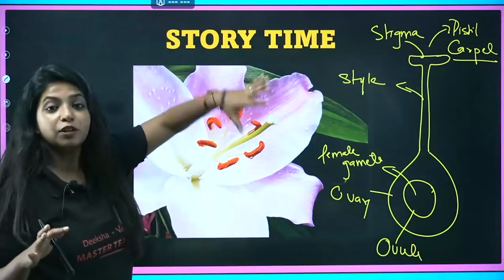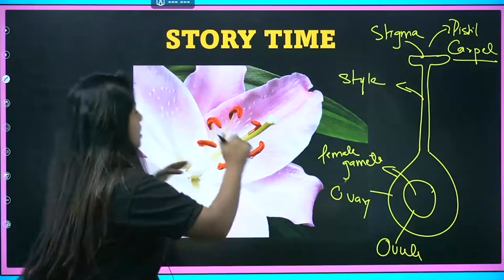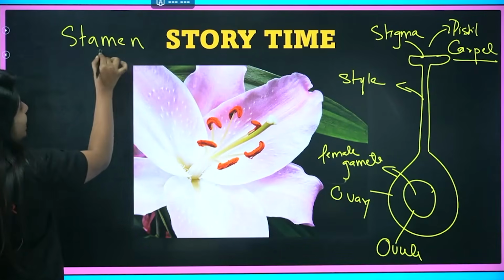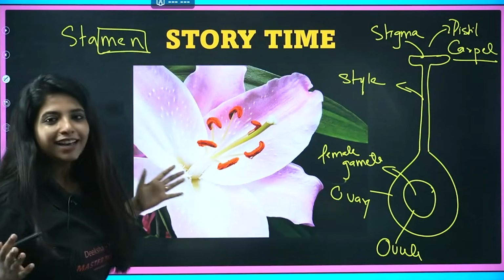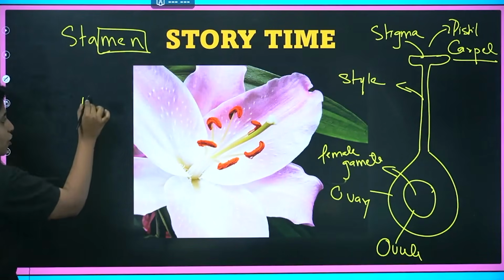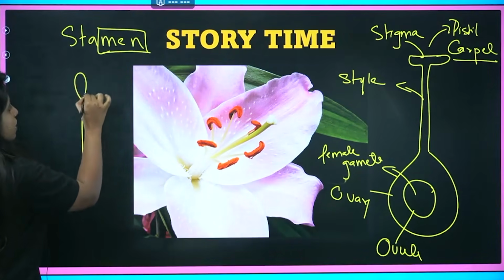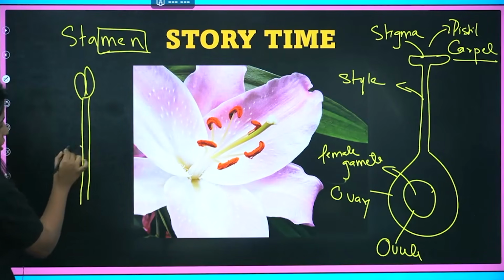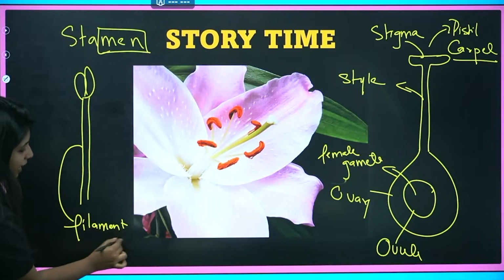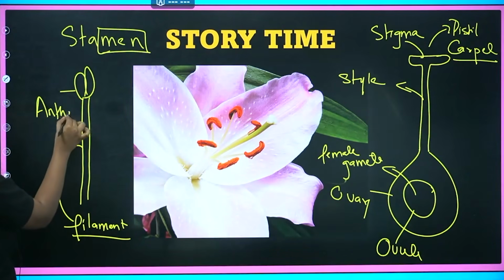Now we are coming to the male part. The name of the male part is very easy to remember because the word men is in the name itself. That is stamen. Men stands for men, they are males, definitely. In the stamen, you have a long slender structure like this, and then you have something like this. This long slender structure is known as the filament, and this particular part that you see over here is known as the anther.